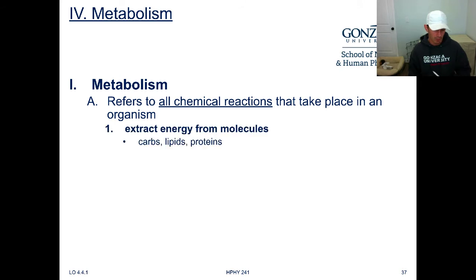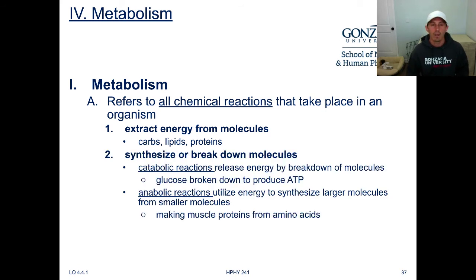So talking about all chemical reactions, and that can mean the reactions that extract energy from molecules or the reactions that store energy from molecules. So in terms of the human body and our cells, we extract energy from only four, but really three macromolecules: carbs, lipids, and proteins. Those are the main source of our energy. We can extract energy from alcohol, but of course I'm not going to cover that. The other side of metabolism is the rate at which we synthesize or break down molecules.